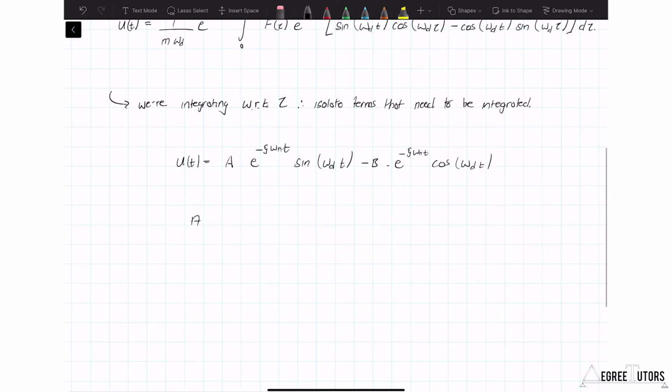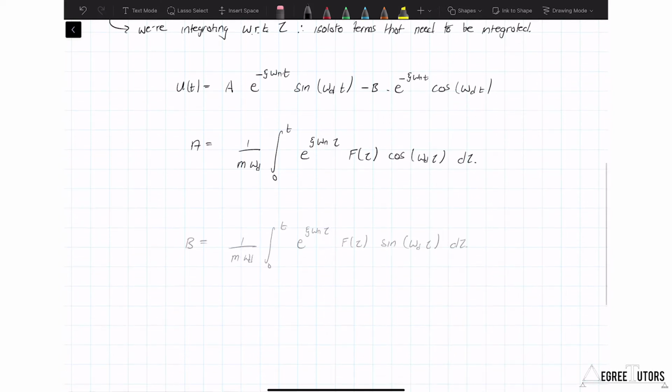A was equal to 1 over m omega d times the integration between 0 and t of e to the xi omega n tau times f of tau times the cosine of omega d tau d tau. And B is the exact same expression, except we swap out the cosine for a sine. So what we've done here is separate out, or isolate, the terms that need to be integrated. We're going to perform two numerical integrations, one to obtain A and one to obtain B.